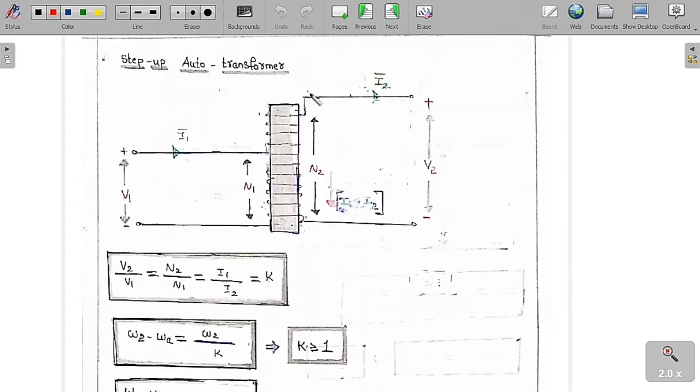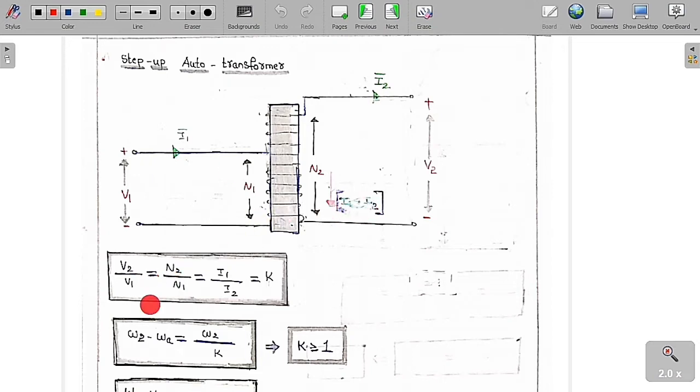Similarly, for the step up auto transformer, you can see clearly here, only one coil we are going to use for both primary and secondary. The supply voltage is V1, the supply current is I1, the number of turns here is N1, then the number of turns is N2, and this is the load current I2 and the load voltage is V2. The current in the downward direction is nothing but I1 minus I2. If you apply KCL, we are going to get I1 is equal to I2 plus I1 minus I2, so we get the same thing.